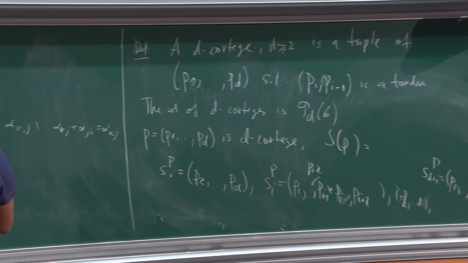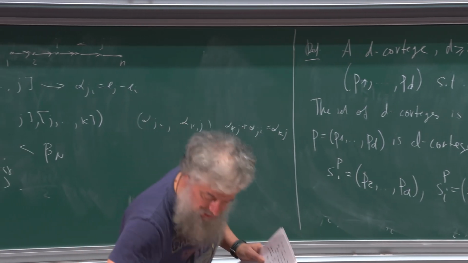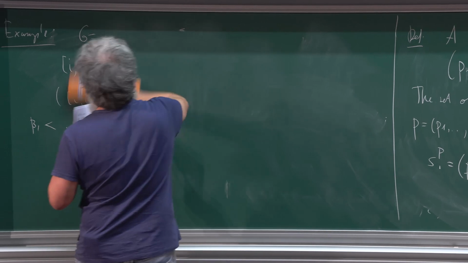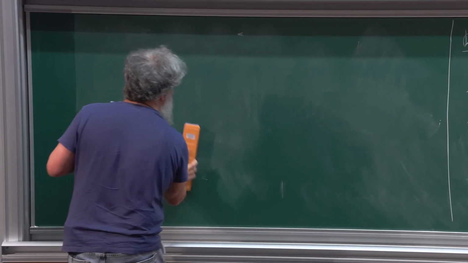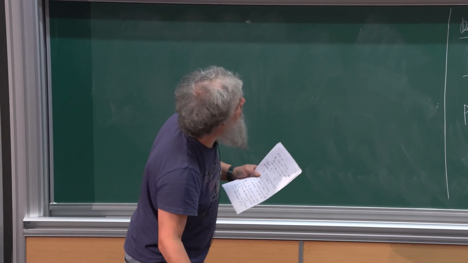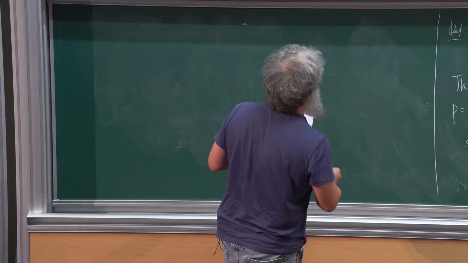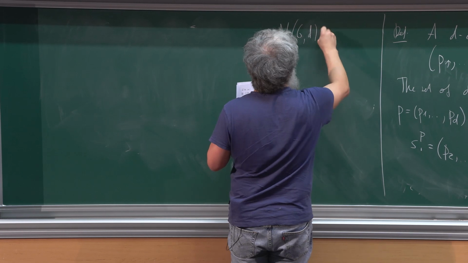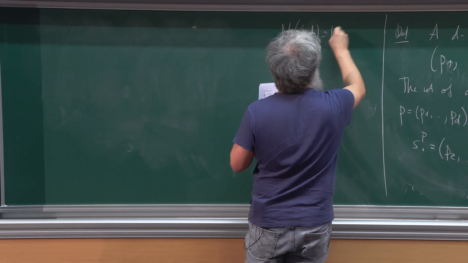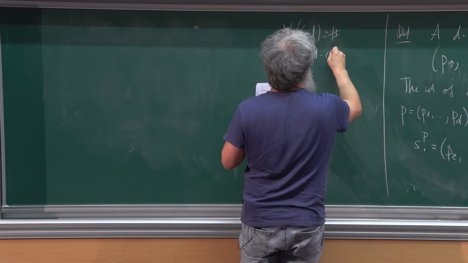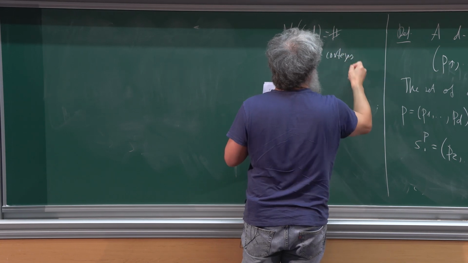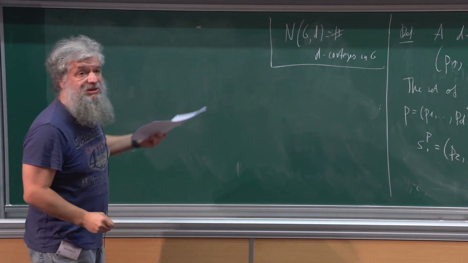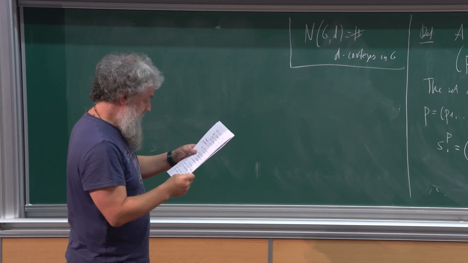Now I define this number N_G,d. It's just the number of d-Cartèges in G. So this is the number which will appear.